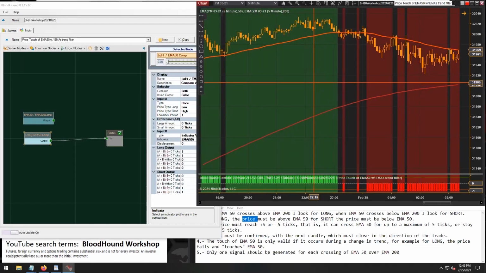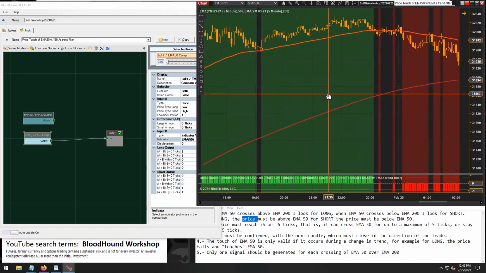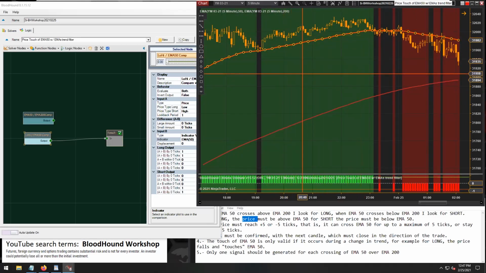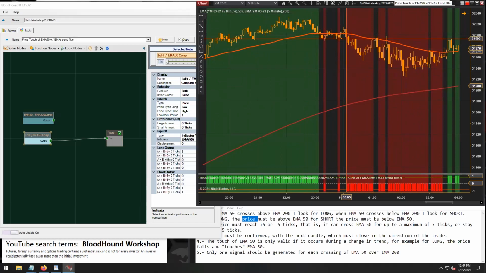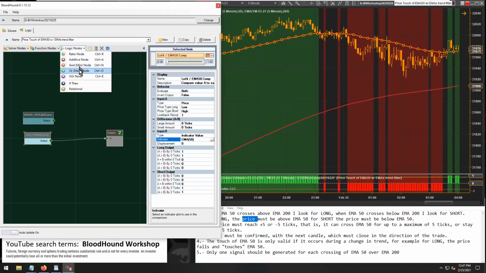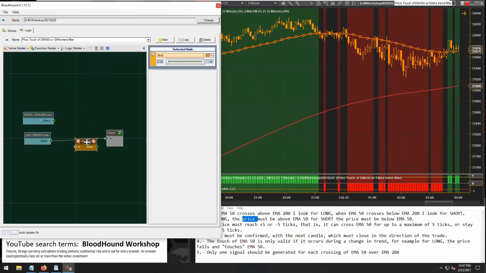Right, there we have it. So as long as the low is above the EMA50, we have a long output. And if the high goes below the 50, we're going to have a short output. And so now we can actually start combining things together.